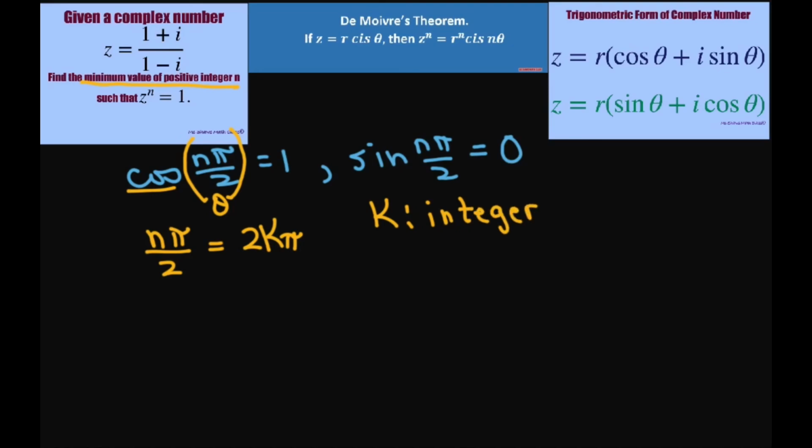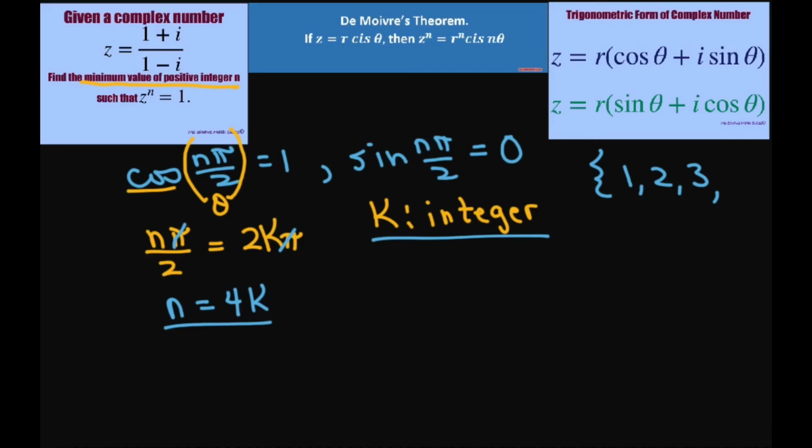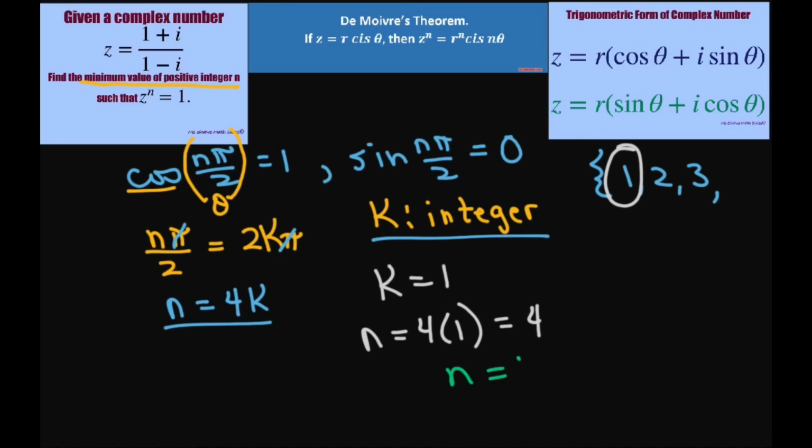All right. If you solve for this, the pi's cancel, and you cross multiply, you're going to get n equals 4k. Now, if we're looking at integers, we're starting at 1, 2, 3, like that. The minimum is 1. So when we have k equals 1, we're going to get n equals 4 times 1, which equals 4. So our minimum value is at n equals 4.